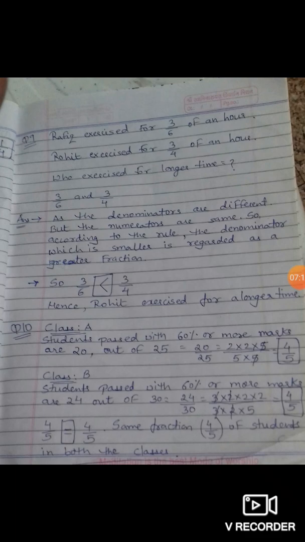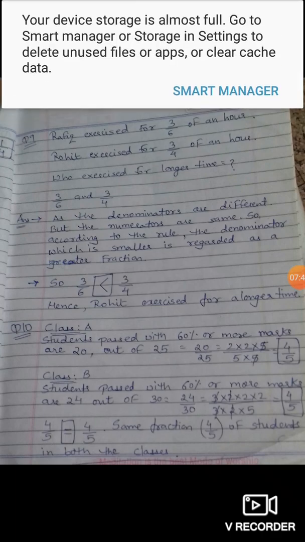Coming on to the last sum to be solved, that is question number 10. Now here they have given two classes, class A and class B. In class A, total students are 25 and out of 25, the number of students who passed with 60% or more are 20. So 20 upon 25 is a fraction. You can convert it into the simplest form.